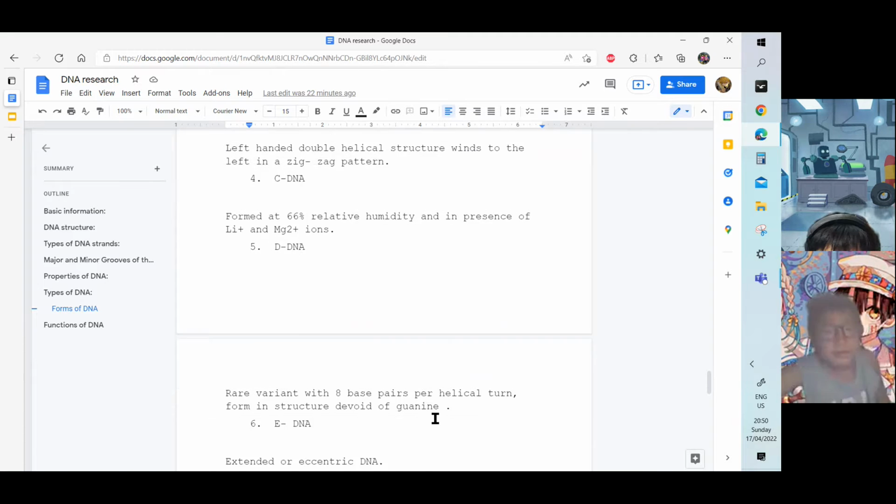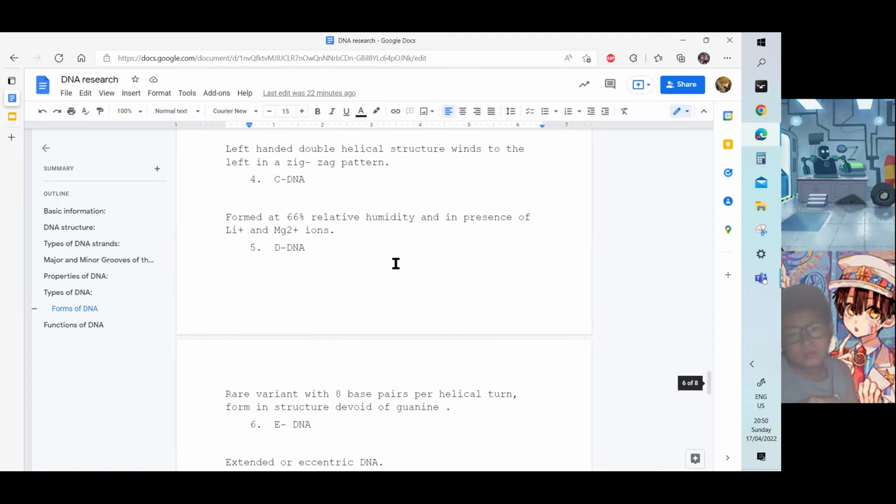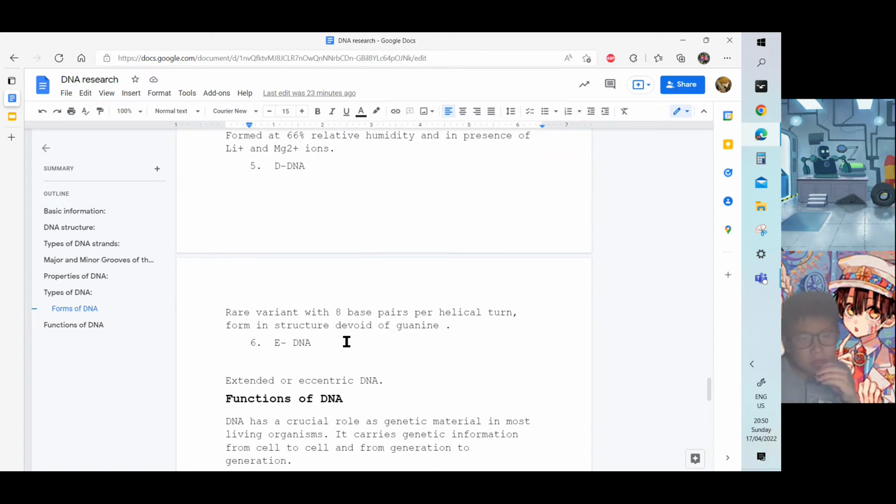5, D-DNA. Rare variant with 8 base pairs per helical turn. Formed in structures devoid of guanine. 6, E-DNA. Extended or eccentric DNA.